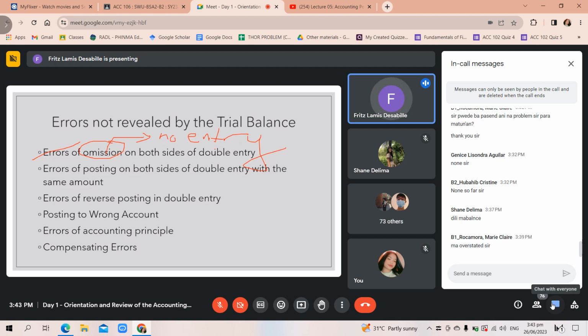Or another example of that is nag-debit ka og cash, nag-credit ka og AR, na-omit nimo ang amounts, 00. So sayop siya kay wala nimo gibutangan og amounts pero balance gihapon imong TB kay 00 man sila. So equal lang gihapon ang debits, equal imong credits pero sayop imong entry. Kana, that's errors of omission. Another is errors of posting on both sides of double entry with the same amount.